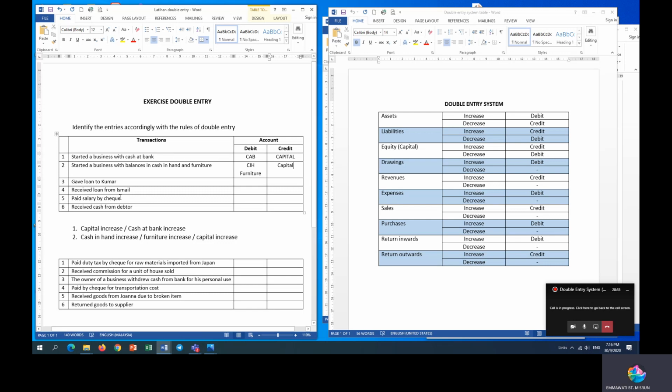So same principles goes to the balances of our transactions. So let's do this quick. Gave loan to Kumar. So this is our third transaction. Memberikan pinjaman kepada Kumar. Siapakah Kumar kepada kita? Kumar adalah kita punya penghutang ataupun debtors nama-lamanya, ataupun istilah yang terkini adalah accounts receivable.